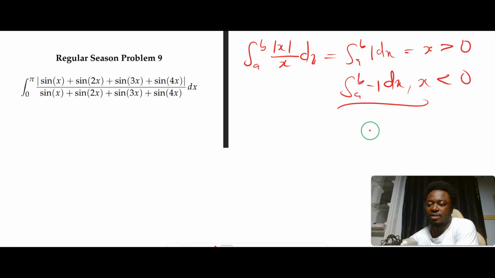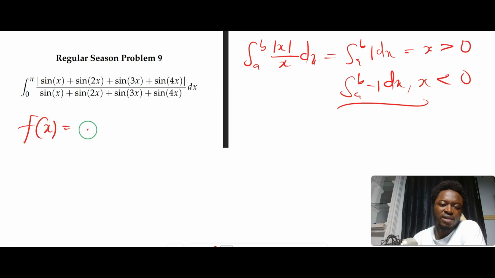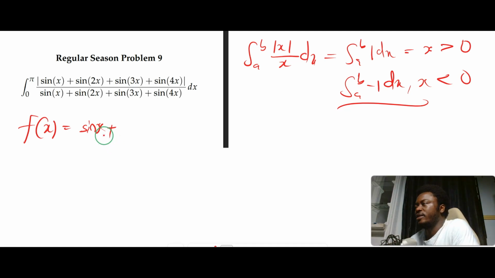So that is that. Now, how do we handle this? Well, we have to simplify. Let's call it f of x. The best way, since we want to know when it is positive or negative, is to factor. So let's see how the factoring can work. You have a sine x, then a sine 2x, then a sine 3x, and a sine 4x.